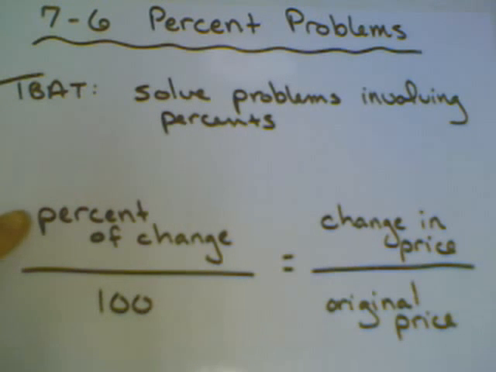We'll find the percent change of the item over 100 equals the change in price of the item over the item's original price. You will want to write this formula down.